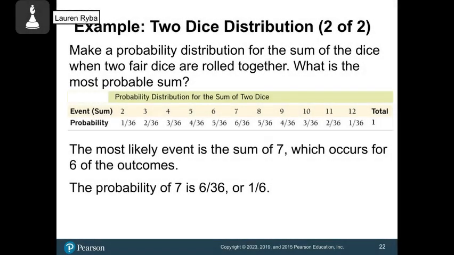So here's the sums: 2, 3, 4, 5, 6, 7, 8, 9, 10, 11, and 12. And 2 happened 1 out of 36 times. 3 happens twice out of 36. 4 happens 3 out of 36. 5 happens 4 out of 36. And you can see all the way through here. And the one that happens the most is 7. The most likely event of rolling 2 dice is a sum of 7, which occurs 6 out of 36 times, or 1/6. And if I sum all of these together, I'm going to get exactly 36 out of 36, a total of 1, because I've counted for every single event that occurred.